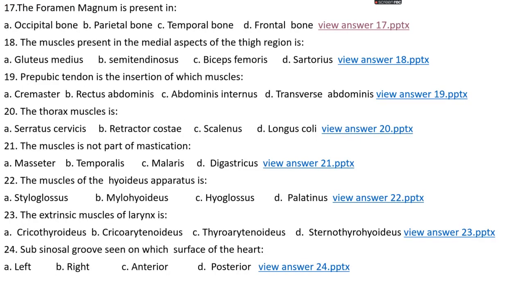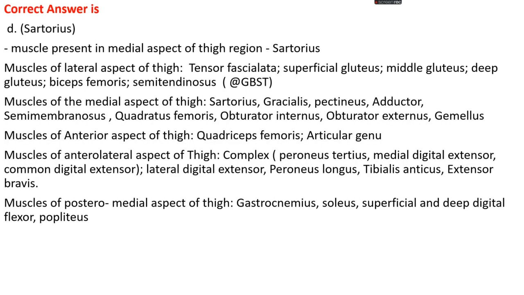Question number 18. The muscle present in the medial aspect of the thigh region is option A, gluteus medius, option B, semitendinosus, option C, biceps femoris, option D, sartorius. The right answer is option D, that is sartorius. Sartorius is the muscle present in the medial aspect of the thigh region.